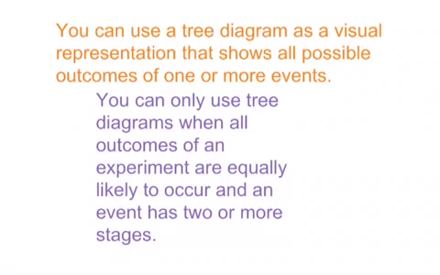Alrighty, let's go to tree diagrams. You can use them as a visual representation that shows all possible outcomes of one or more events when they're combined. You can only use tree diagrams when experiments or events are equally likely to occur, and there are two or more stages. So, like, if you're spinning a spinner and flipping a coin, okay?